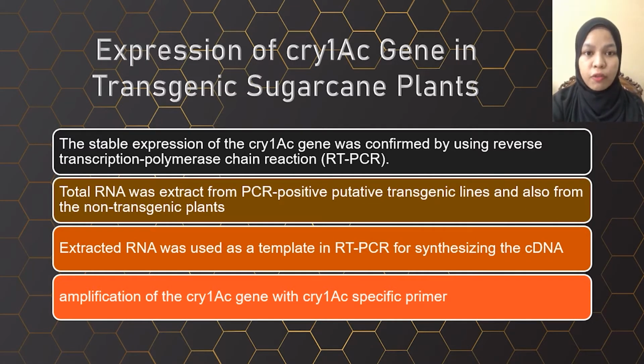For the expression of Cry1AC gene in transgenic sugarcane plant, the stable expression of the Cry1AC gene in the transgenic sugarcane line was confirmed by using reverse transcription polymerase chain reaction, or RT-PCR. The total RNA was extracted from PCR positive putative transgenic lines and also from the non-transgenic plant, which acted as negative control. Then, the extracted RNA was used as a template in RT-PCR for synthesizing the cDNA, followed by the amplification of the Cry1AC gene with Cry1AC specific primer.